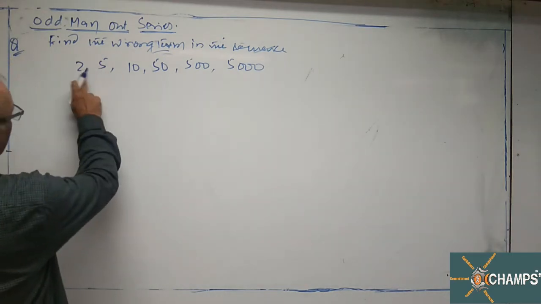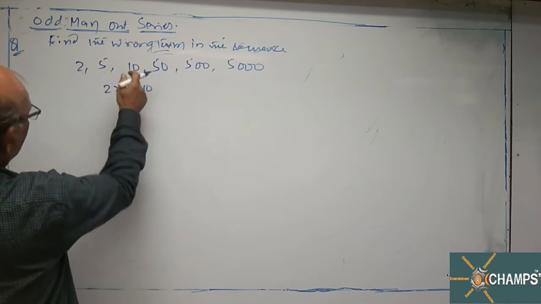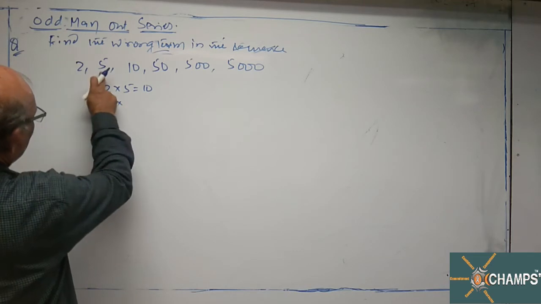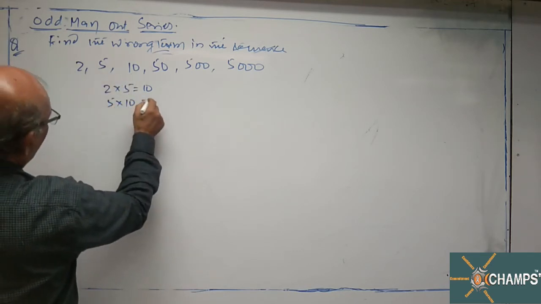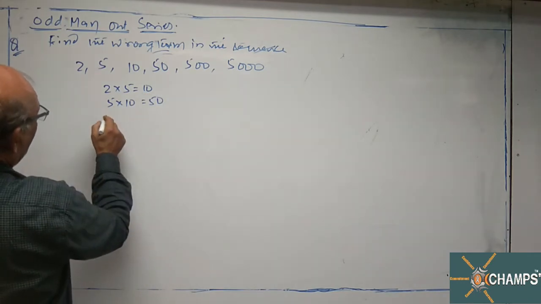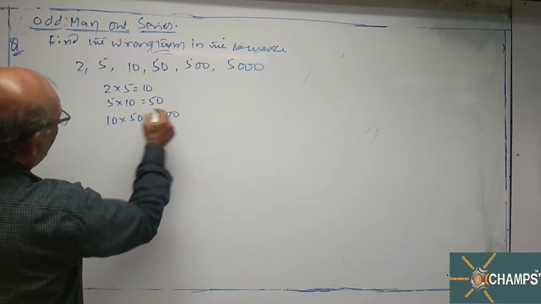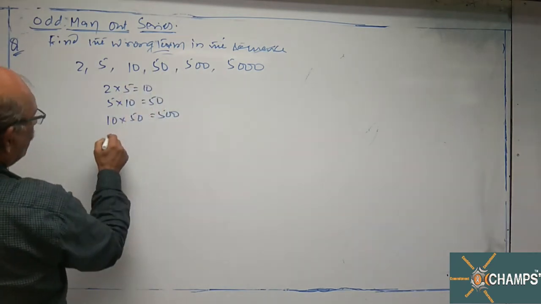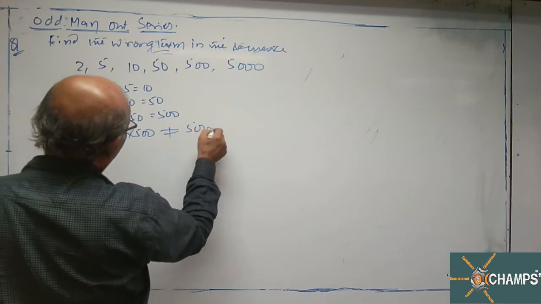Now look at this. 2 into 5 is equal to 10. When these two are multiplied, I am getting the third term. 5 into 10 is equal to 50. 10 into 50 is equal to 500. Then I have to multiply these two, 50 into 500. This is not equal to 5000, sir.